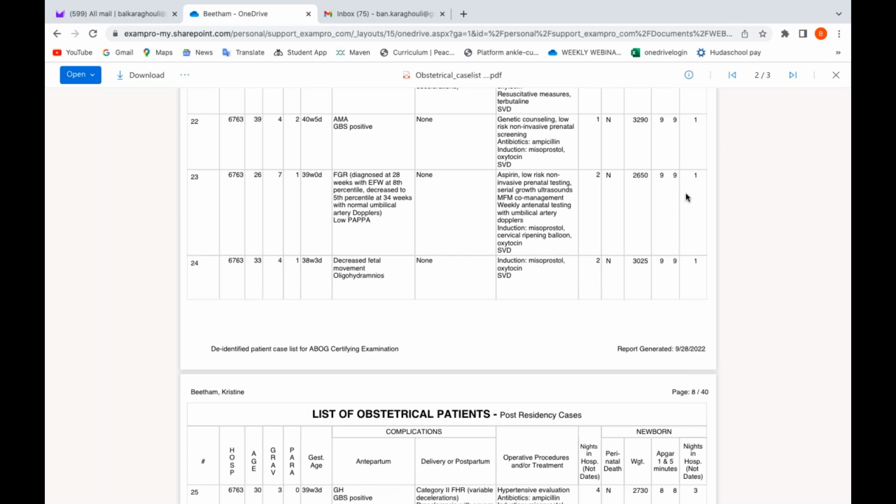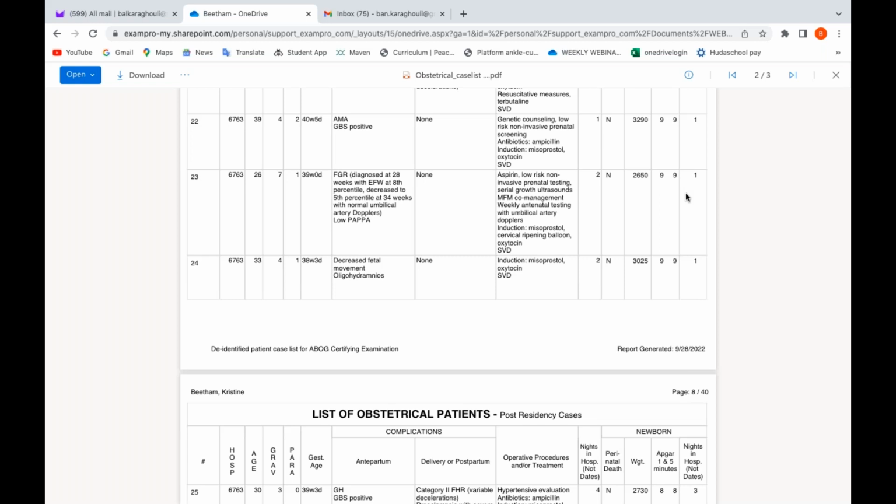Whereas asymmetric IUGR would be, usually it's sparing, like the head, and it's more associated with an insult later on in pregnancy. Okay. So which one is the most common one? The most common, I believe, would be asymmetric IUGR. Correct. So 70 to 80% of IUGRs are asymmetric and the rest are symmetric.